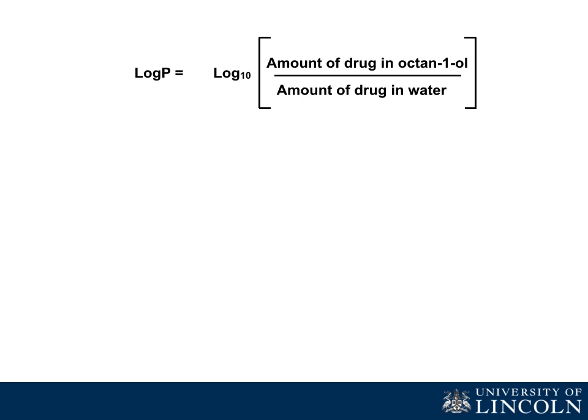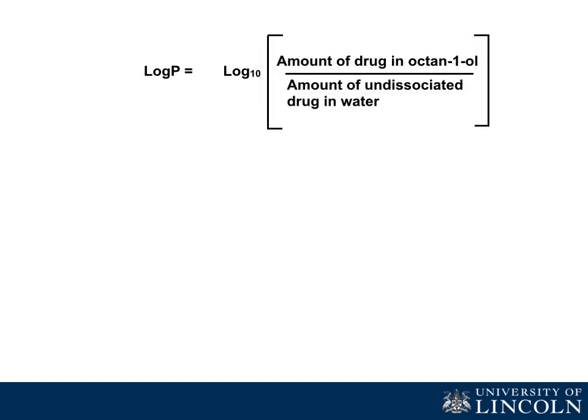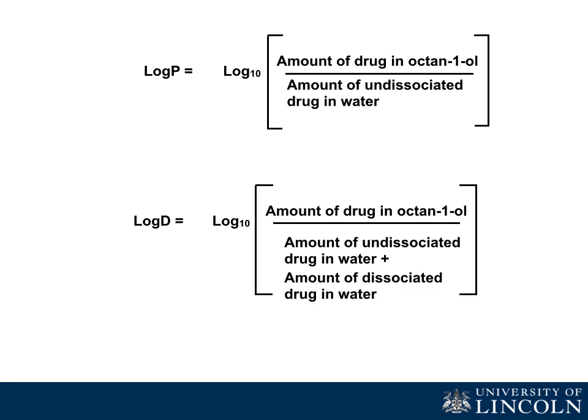So we go back to the original equation that I put up. Log P is log to the 10 of the amount of drug in octanol divided by the amount of drug in water. We need to correct that to the amount of drug in octanol divided by the amount of undissociated drug in water. And for log D, it's the amount of drug in the octanol divided by the amount of undissociated drug in water plus the amount of dissociated drug in water. It's the total amount in the water phase.